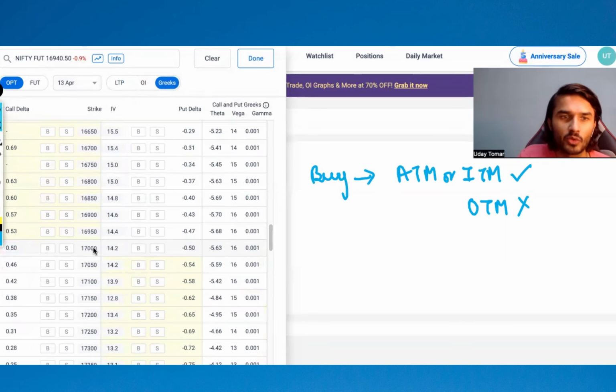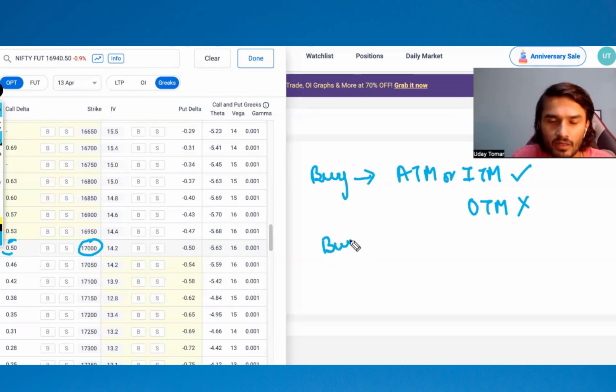At the money right now, 17,000 is at the money. So we will take the 17,000. At the money delta is approximately 0.5. So let's take at the money here. The at the money option here will be 17,000. So we are buying the 17,000 option.